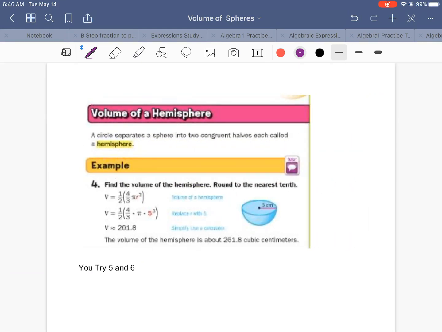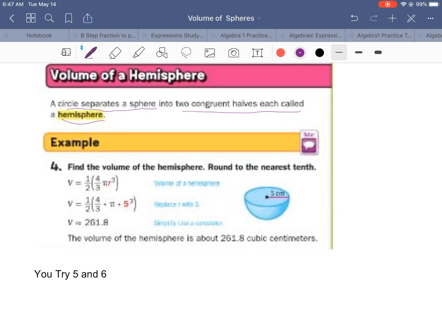Okay, last thing is hemispheres. A hemisphere is basically half of a sphere. So a circle separates a sphere into 2 congruent halves, each called a hemisphere. So to find the volume of a hemisphere, it's very simple. You find the volume of the sphere and divide it by 2 or multiply by 1/2. So if we have a hemisphere with a radius of 5 centimeters, let's calculate.